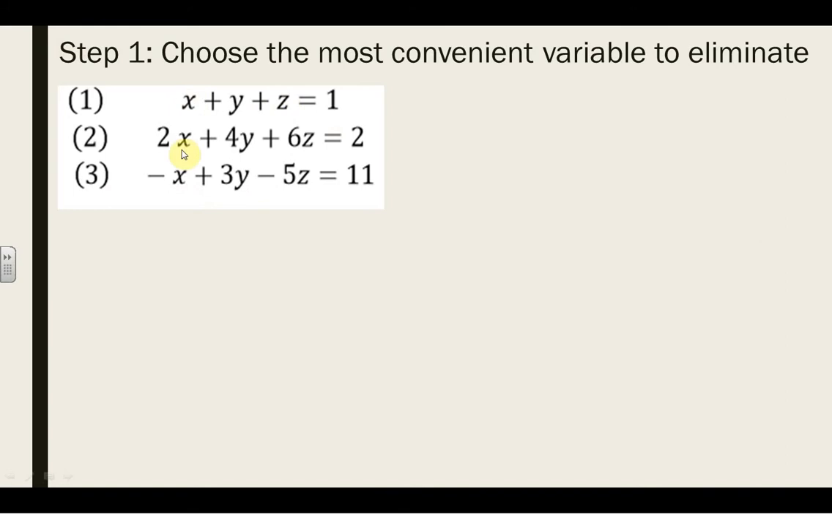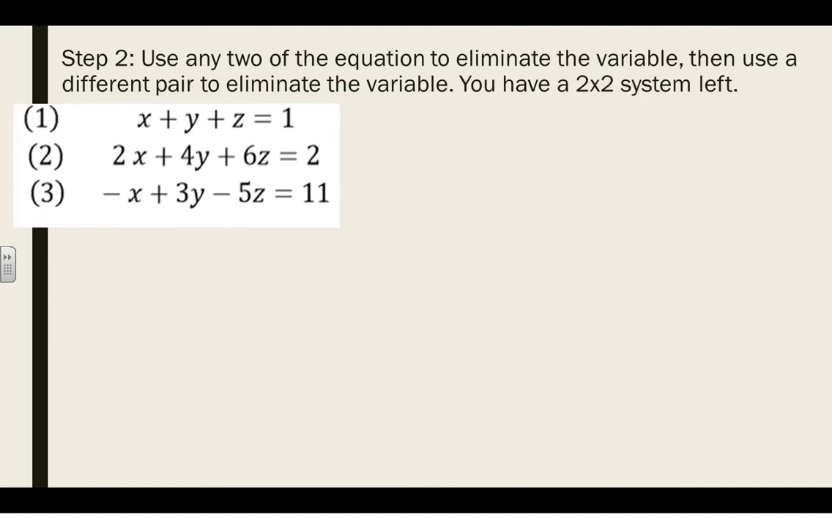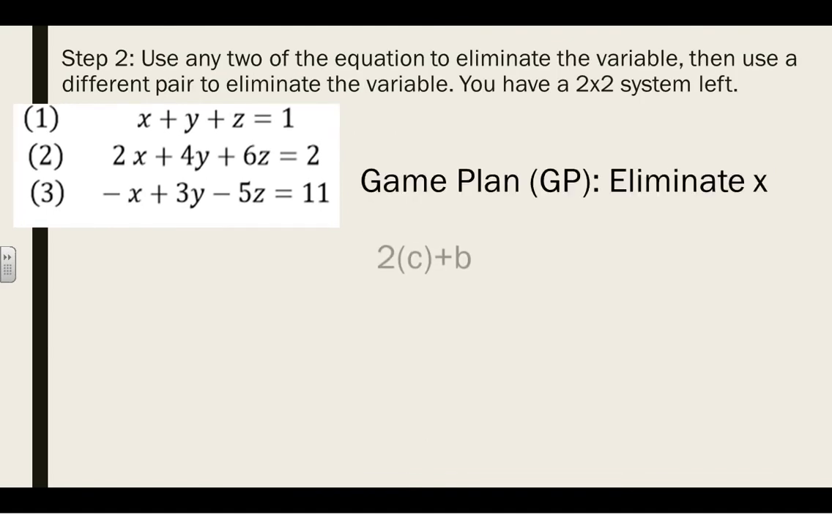I see 1 and 3. I'm liking it. I see negative. I need to see positive. So what's our game plan? Eliminate that X. So we put 1 and 3 together.